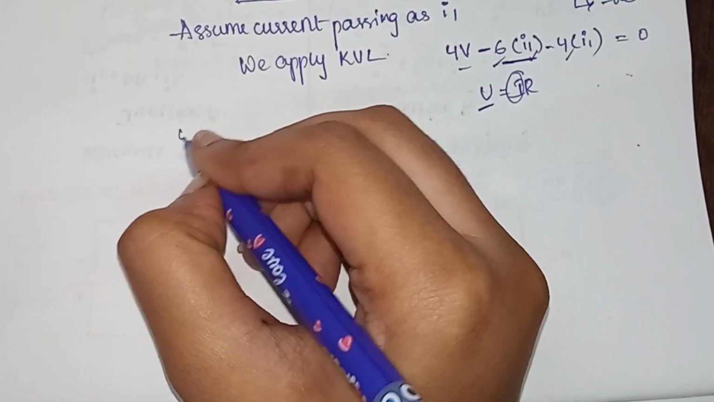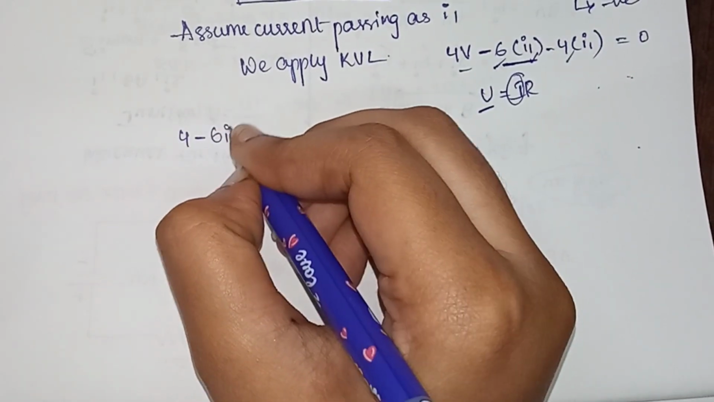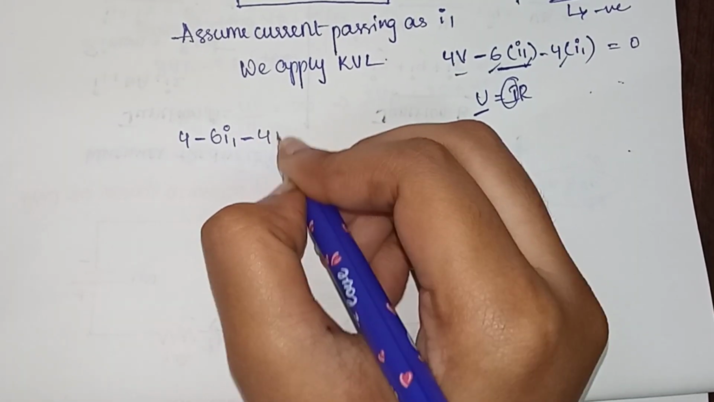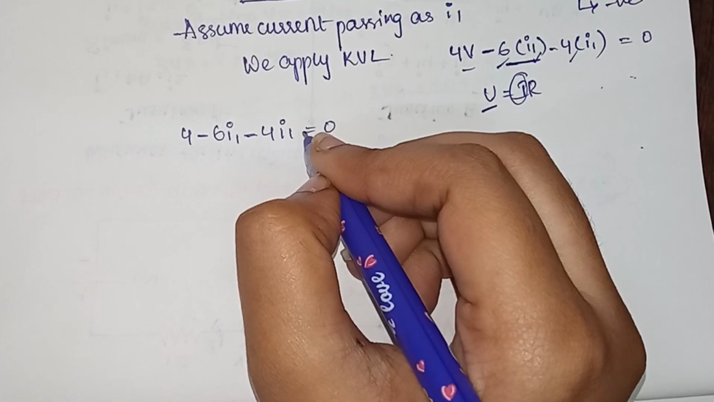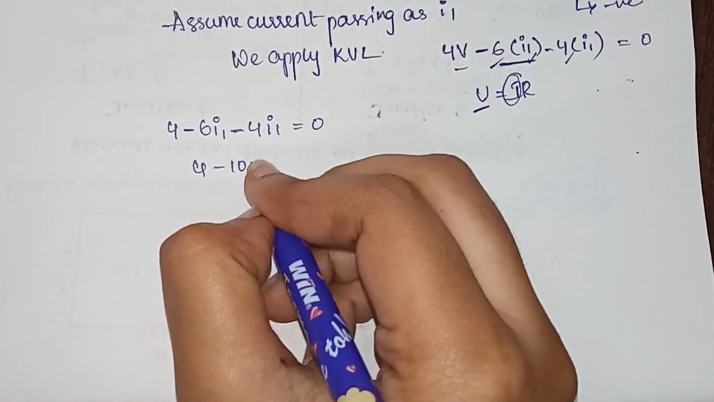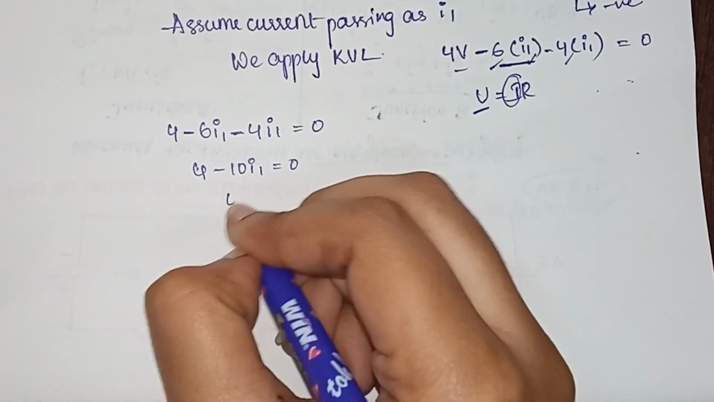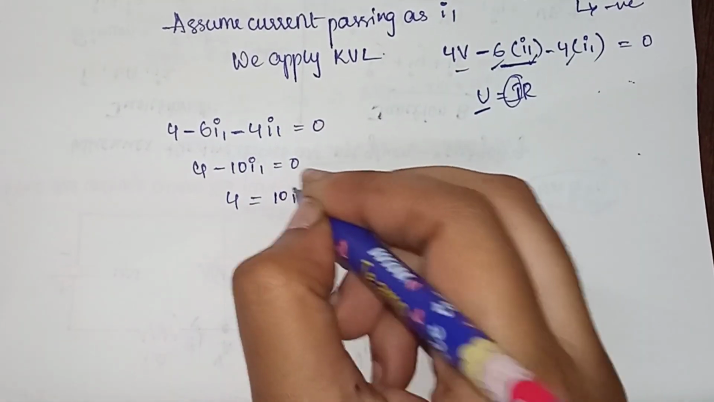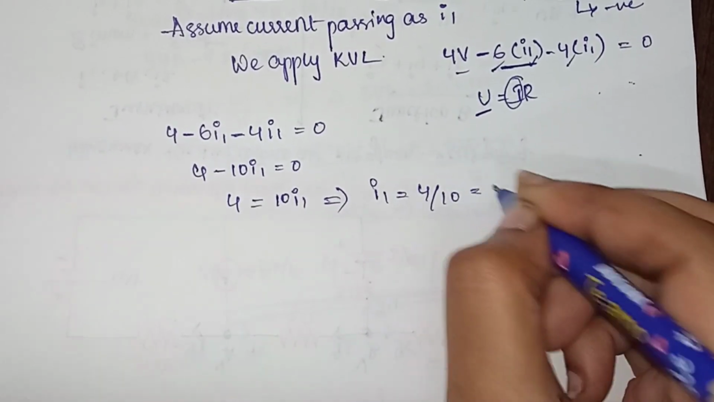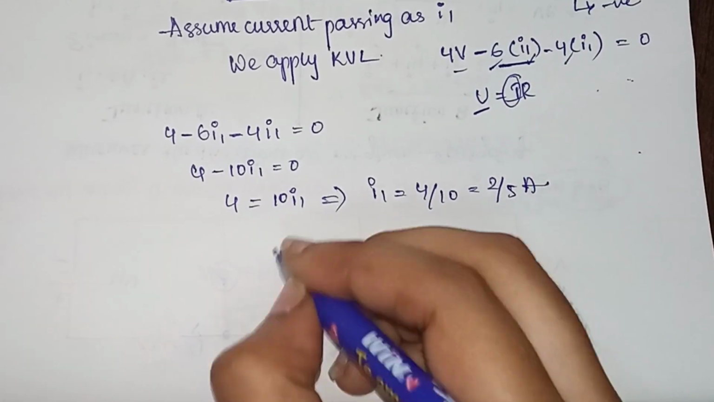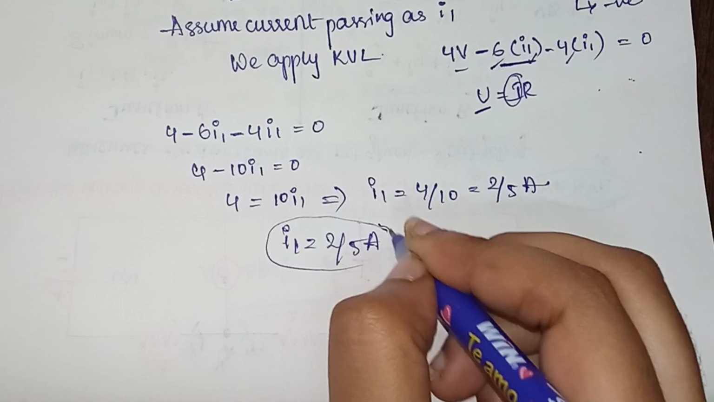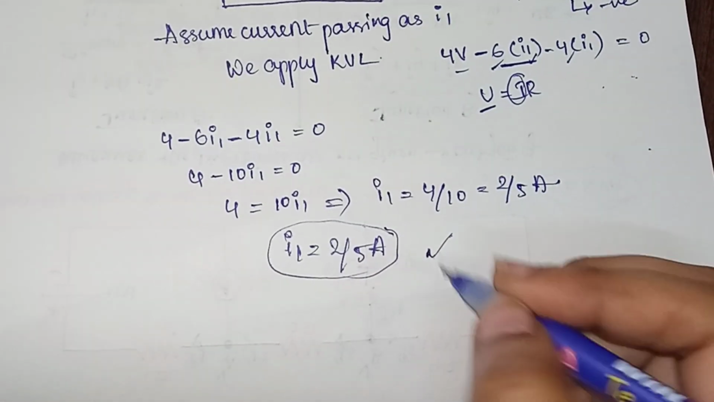So we are having 4 minus 6I1 minus 4I1 is equal to 0. So now 4 minus 10I1 is equal to 0. 4 is equal to 10I1, and your I1 will be 4 by 10, which is 2 by 5 amperes. So you are getting I1 is equal to 2 by 5 amperes in this case. So now what will we do?